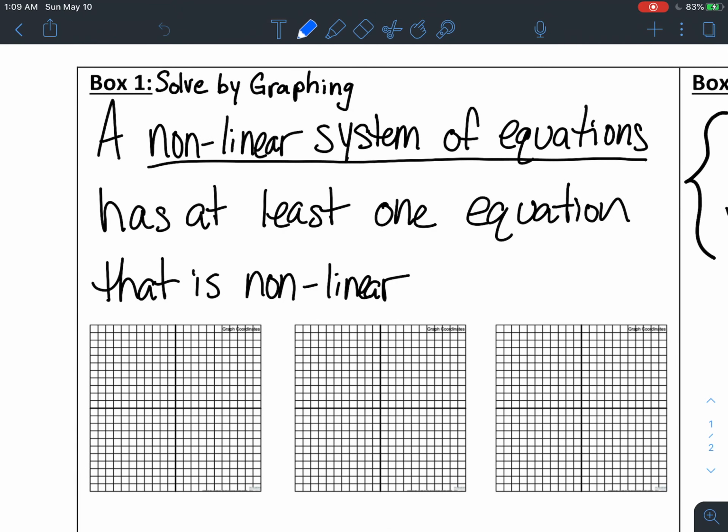Now, I'm just going to go through the definition first. A nonlinear system of equations, just like it sounds, is a system of equations, so it's more than one equation. 2 is the one that we'll deal with. And at least one of the equations in that system is nonlinear. Specifically, what we're focusing on for this section is if one or both of my equations is quadratic, so it's an x squared equation.